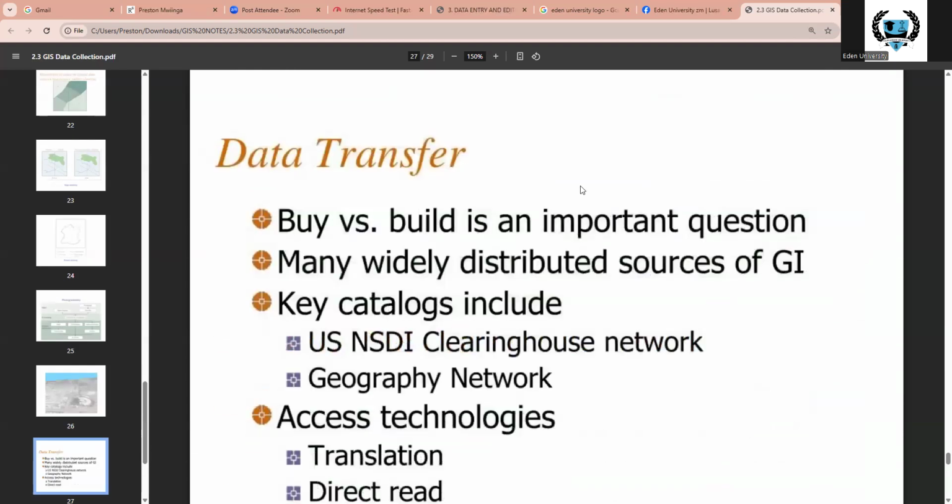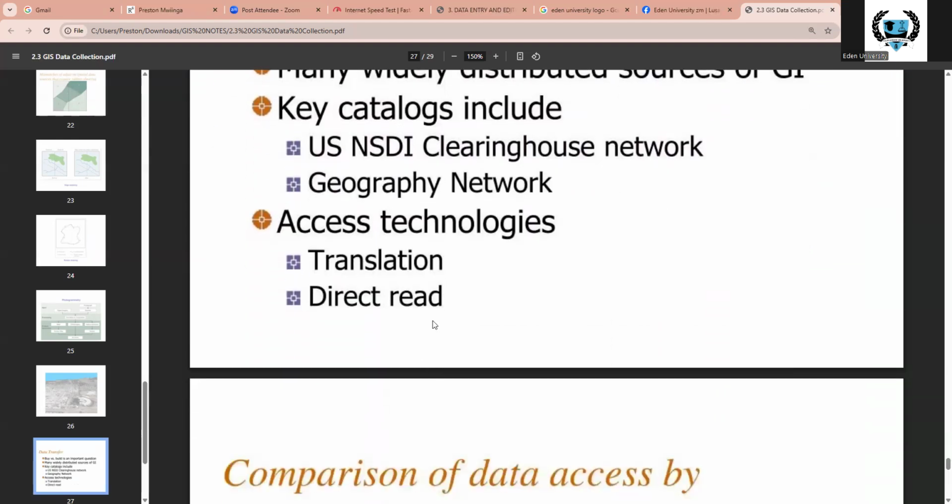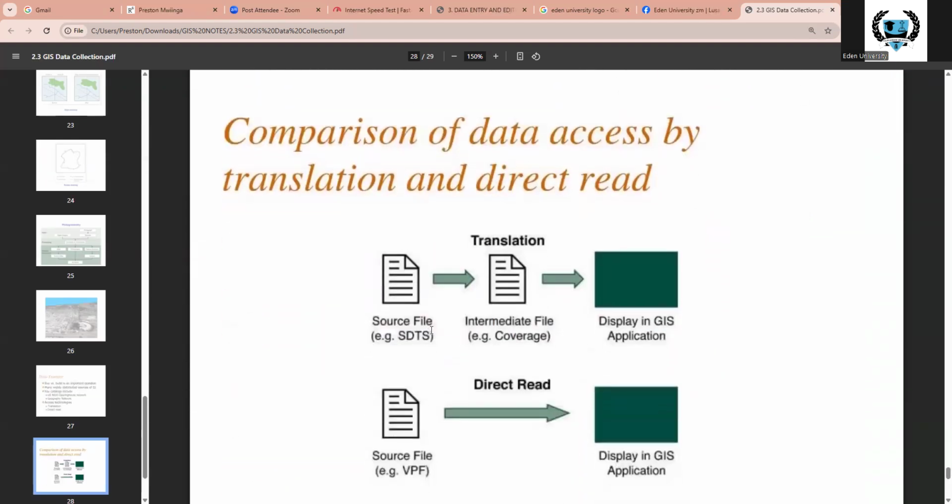Data transfer. Buy versus build is an important question. Many widely distributed sources of GI. Key categories include US NSDI, clearinghouse network, geography network, then access technology, translation and direct read. Comparison of data access by translation. Okay, so there we are.